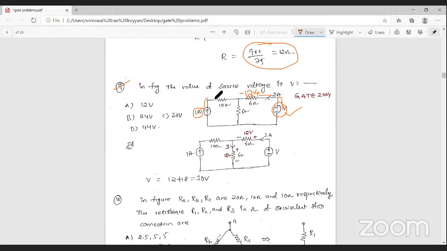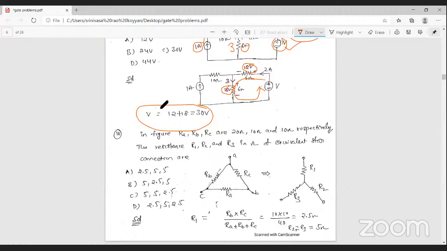Here also 1 ampere current is passing through this path, and here 2 ampere current is passing through this path. Then finally the total current entering the 6 ohm resistance is 1 ampere plus 2 ampere, that is 3 amperes. Then what is the voltage? 18 volts. Here 12 volts is present, here 18 volts is present. Then you can apply the loop analysis in this path and get the source voltage: 12 volts plus 18 volts is equal to the source voltage V, that is 30 volts. So that is problem number 9.